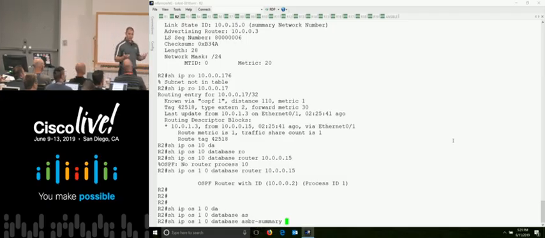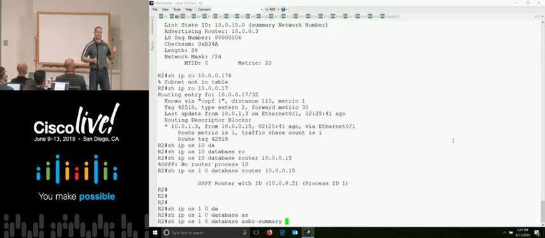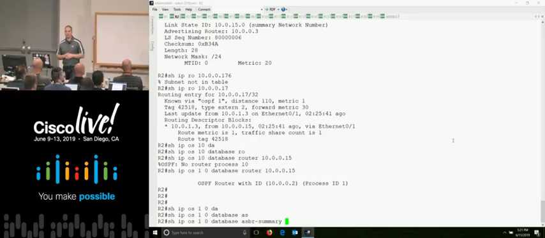In OSPFv3, which is used for IPv6, they've changed the names of these LSAs for the better. They call this an inter-area router, which to me makes a lot more sense than what it's called in v2, the ASBR summary.